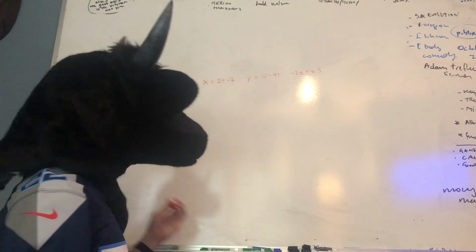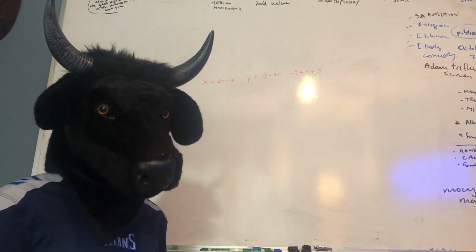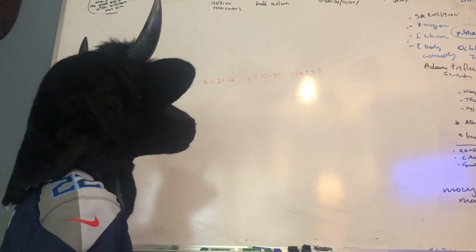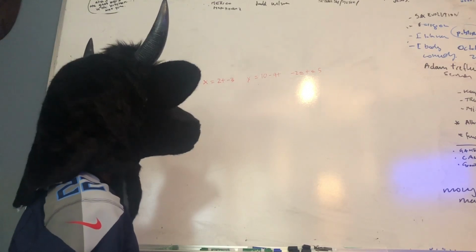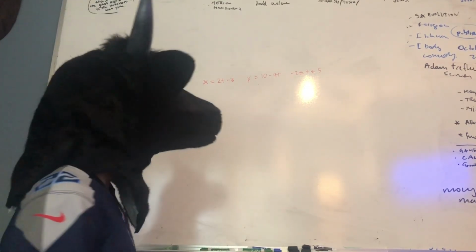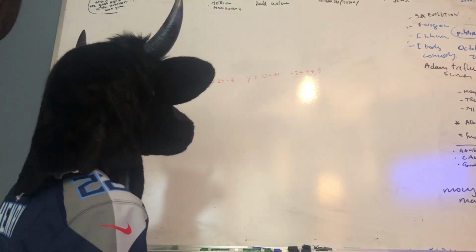Even though x and y have their own equations in terms of t, there still is a relationship between x and y. And oftentimes, we want to set parametrics up in terms of x related to y or vice versa, because that's what we're more familiar with. So in order to do that, you just treat this like a system of equations.